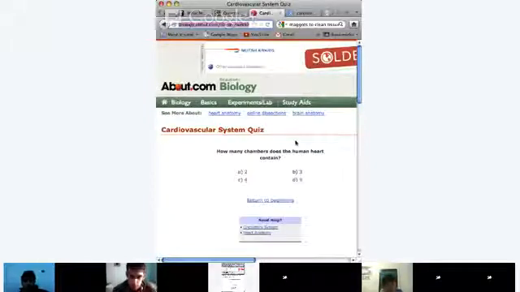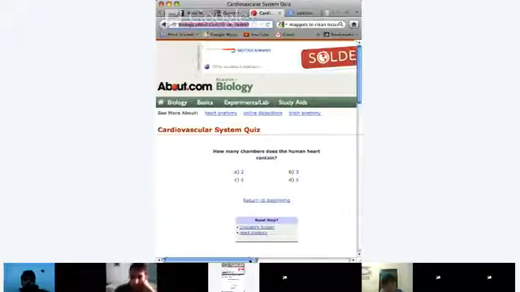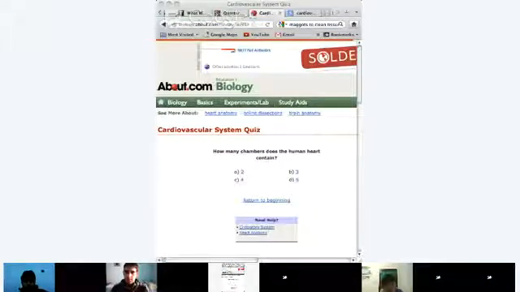But the first question says, how many chambers does the human heart contain? How many chambers does the heart have? 4, I think. Good. The heart has 4 chambers, and those are the different places where blood can be in the heart.